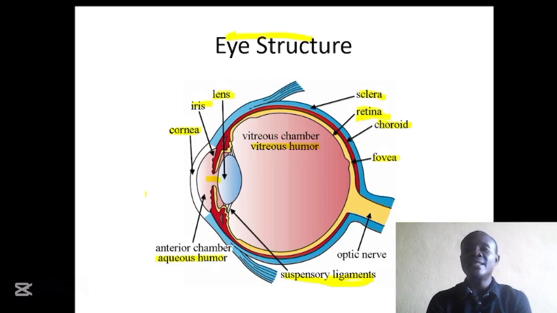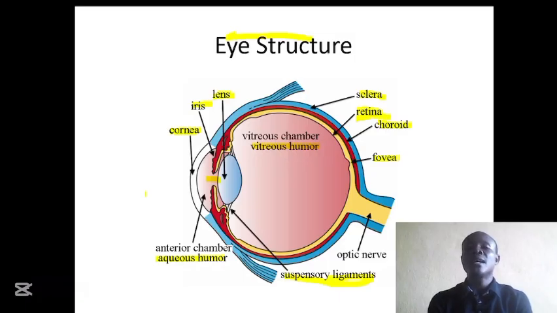The retina has two kinds of cells which I have just mentioned, which are the rods and cones. The rods respond to dim light, while the cones respond to bright light. The rods are more sensitive in dim light, while the cones are more sensitive in bright light. The rods detect black and white, while the cones detect all the other colors.